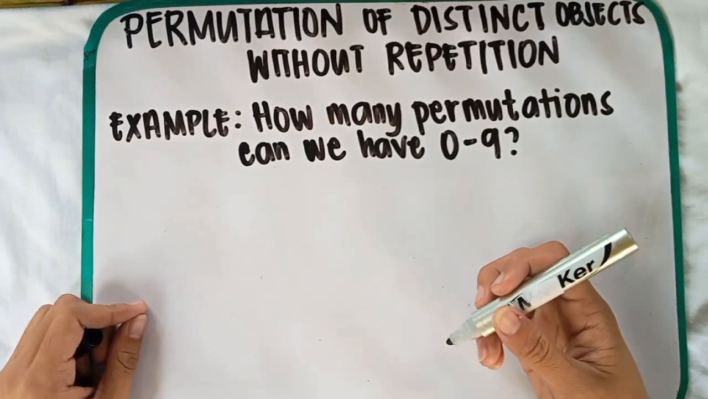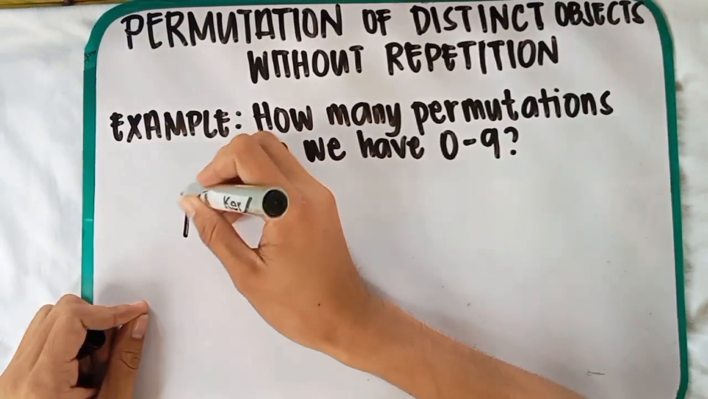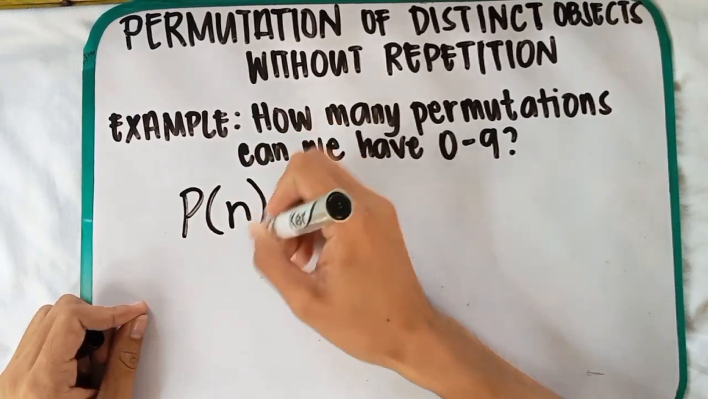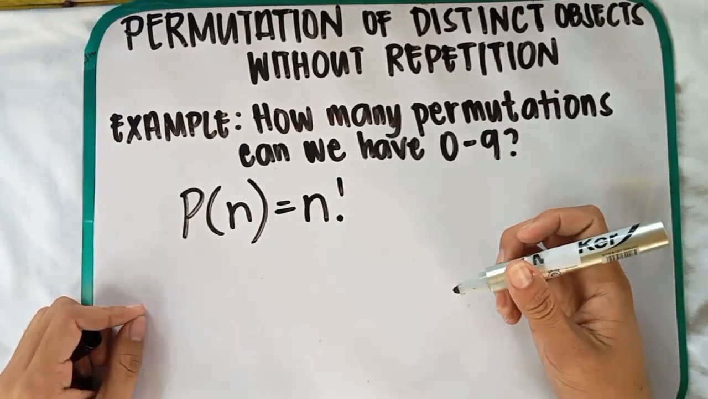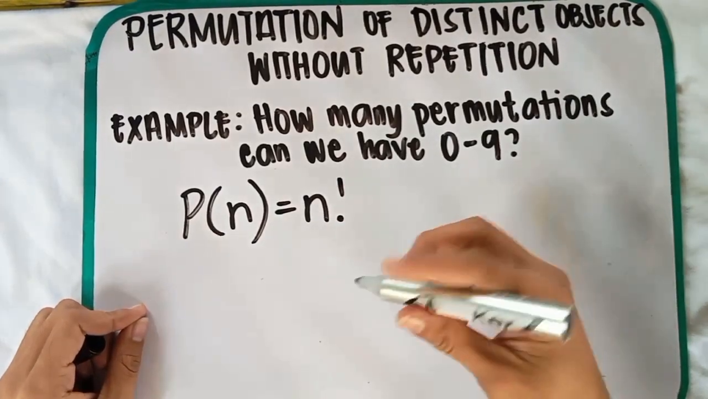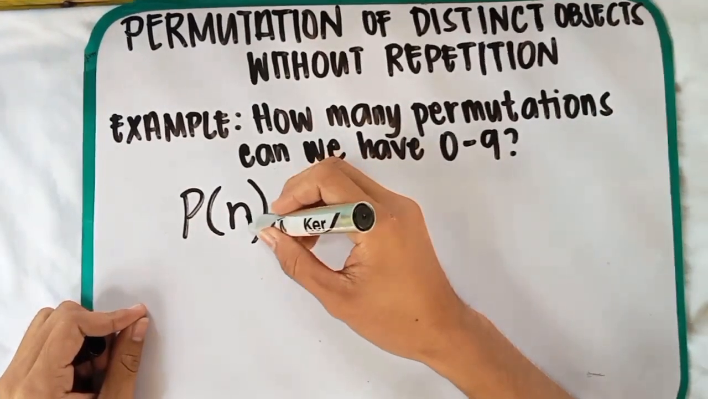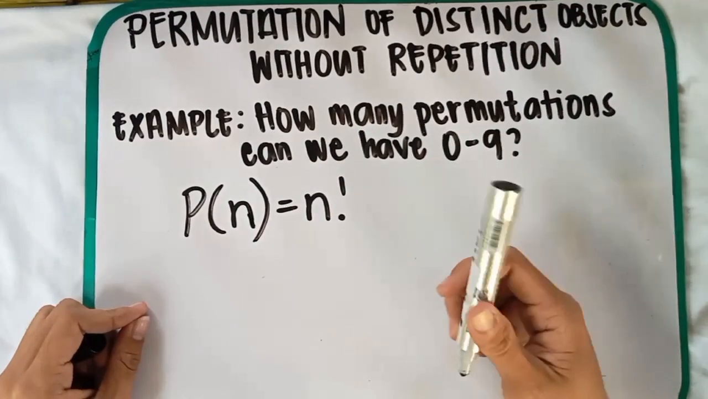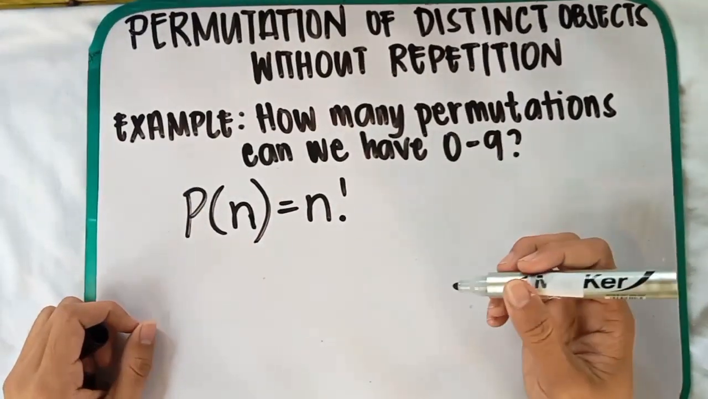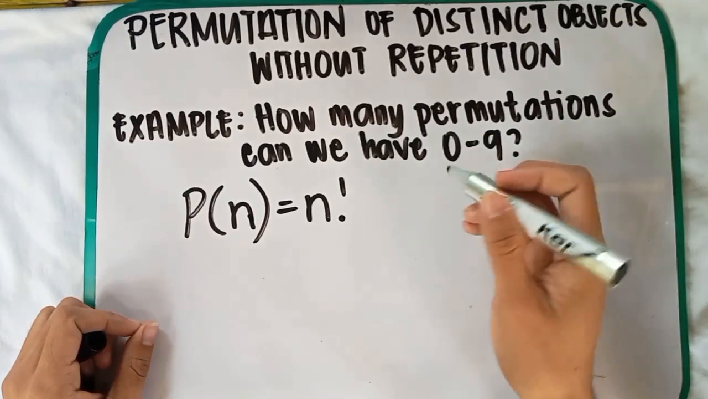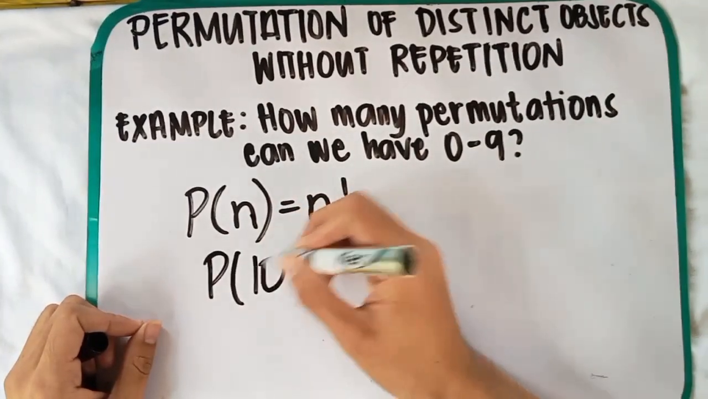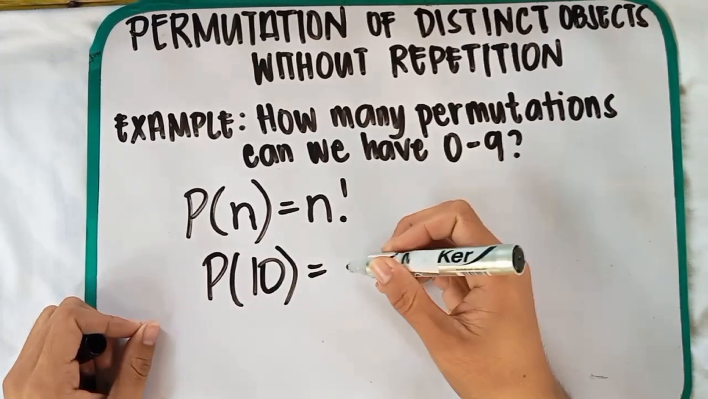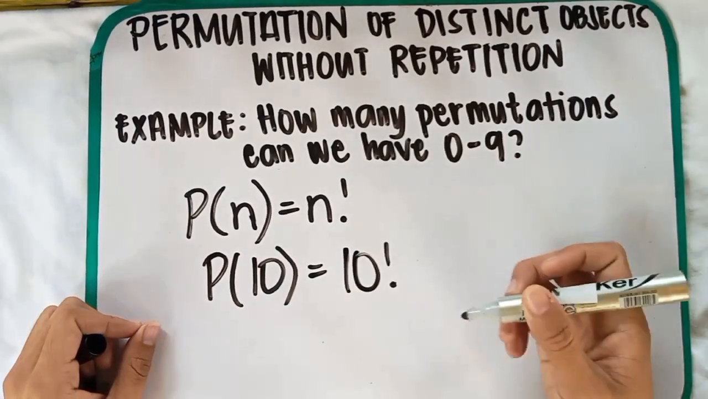The first thing that we're going to do is write the formula for this problem, which is P of n is equal to n factorial. Next, we have to substitute n, which is 10. Since when we count 0 to 9, the total number of objects will be 10. So P of 10 is equal to 10 factorial.